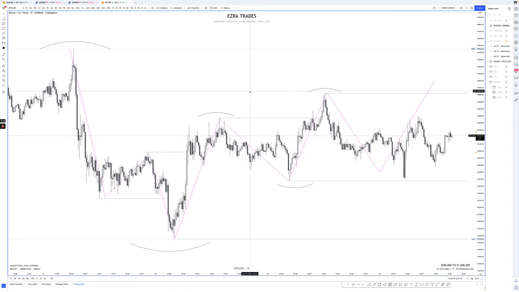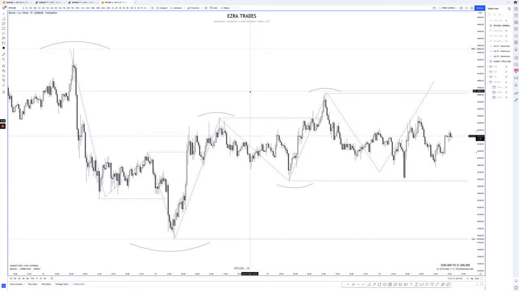Today we're going to go over Bitcoin. I'm going to do a trade recap on 30R in 3 hours using 15-minute market structure and 5-minute execution timeframes. So let's get started. First things first, I'm going to go over just the 15-minute and below.